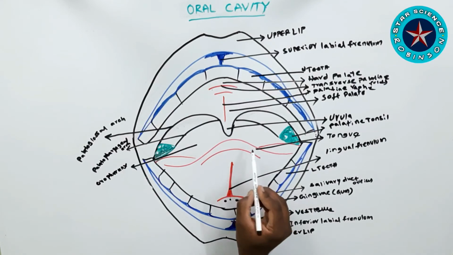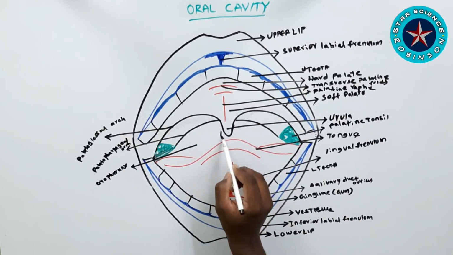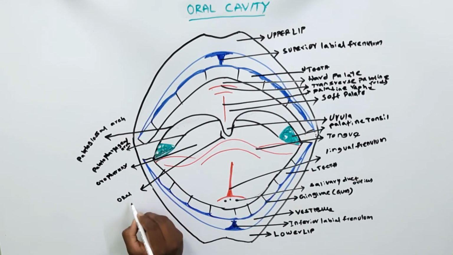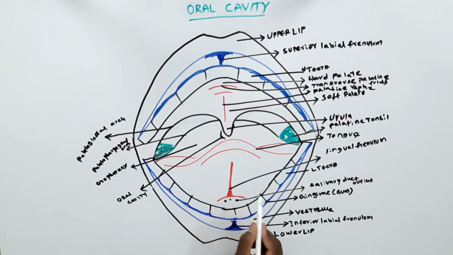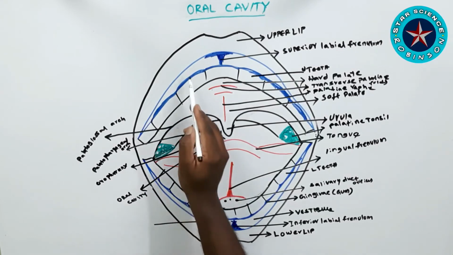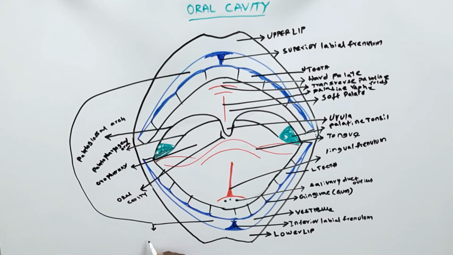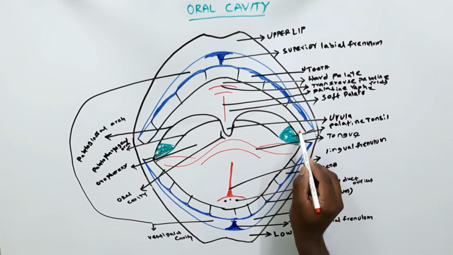There are two types of cavities in our oral cavity. One is called the oral cavity proper, which I'm showing right now, and it lies inside our teeth, the innermost part. Next, between our cheeks and our teeth, is the second cavity, called the vestibular cavity. I'm showing you where the vestibular cavity is present, between our buccal region and our teeth. So there are two cavities, oral cavity proper and vestibular cavity.